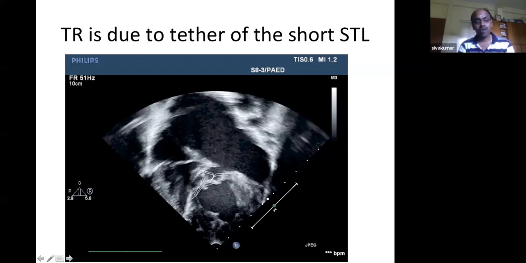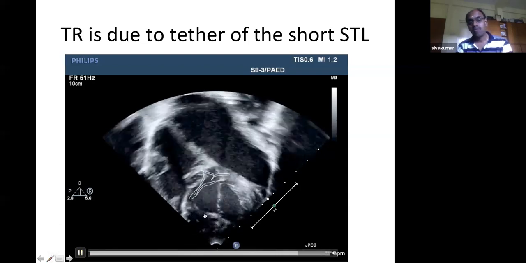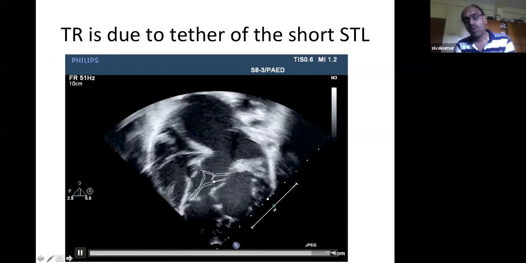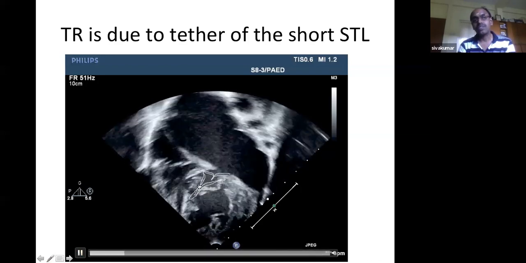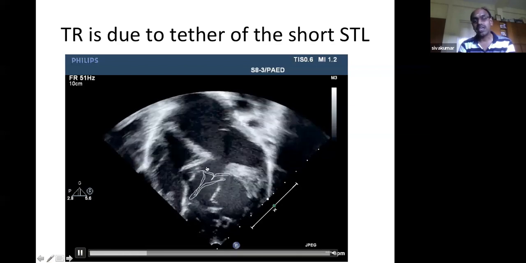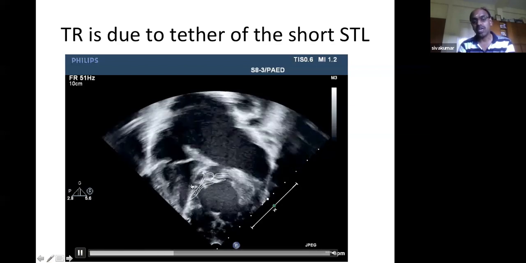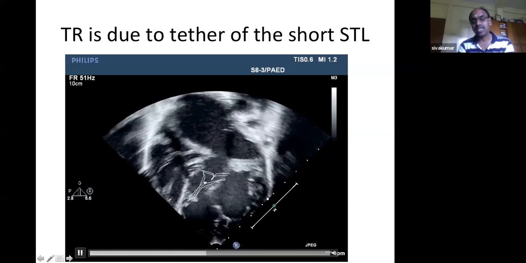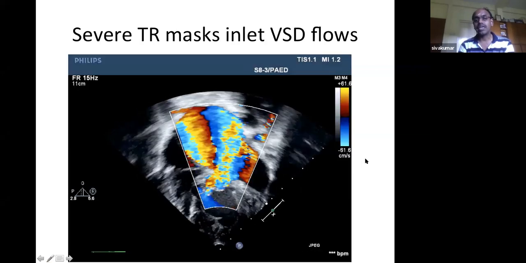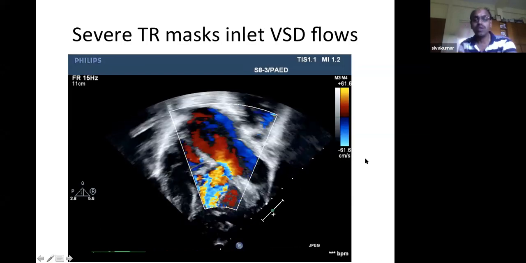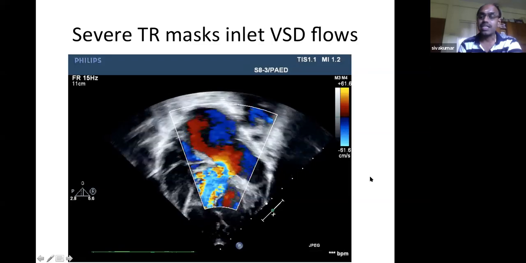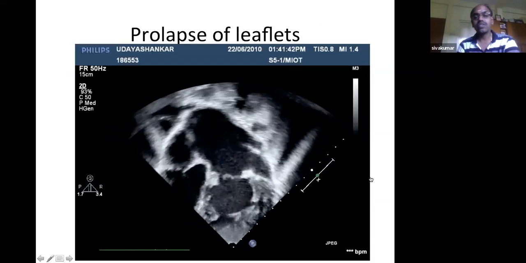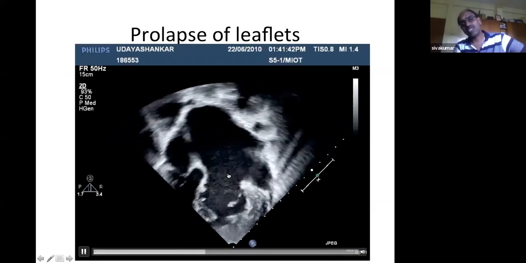So the point of coaptation, now I will go away. What should have been at this level is now at this level. So this is due to tethering of the septal tricuspid leaflet to the interventricular septum, significant tethering. And that is the reason for the tricuspid regurgitation. You are able to find a very significant tricuspid regurgitation caused by the tether that was explained in the previous slide. Sometimes it can be due to excessive prolapse of the leaflets.